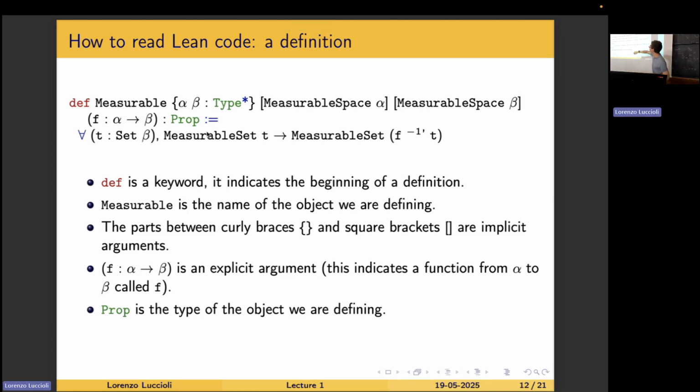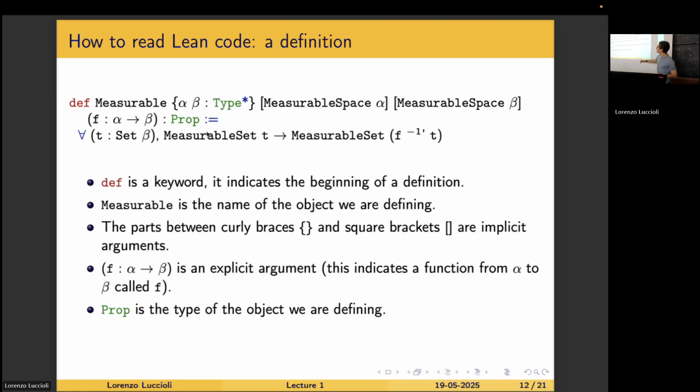And finally, we have the colon, and then there's Prop written. Now the colon means all this stuff we're writing here is of type Prop, and again, we'll see what it means later. Prop means it's a proposition. Okay, we're not defining a function. We're not defining a structure over some set. We're defining a proposition because the fact that f is measurable is a proposition.